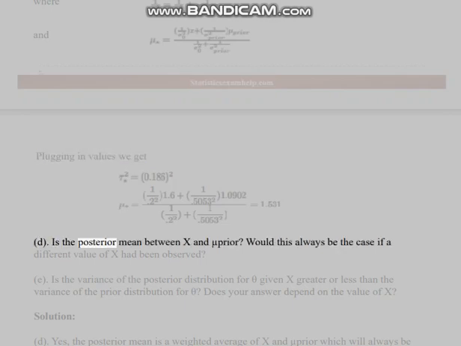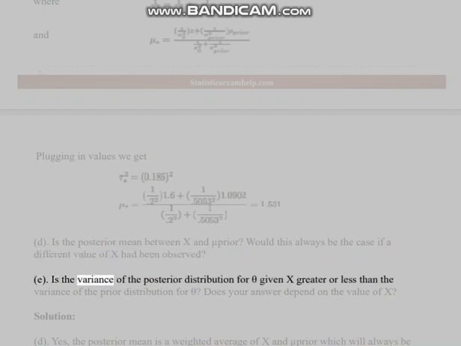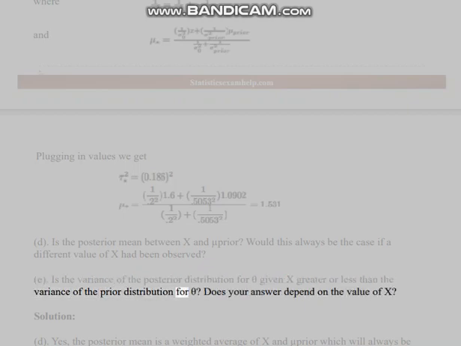D. Is the posterior mean between x and prior? Would this always be the case if a different value of x had been observed? E. Is the variance of the posterior distribution for theta given x greater or less than the variance of the prior distribution for theta? Does your answer depend on the value of x?